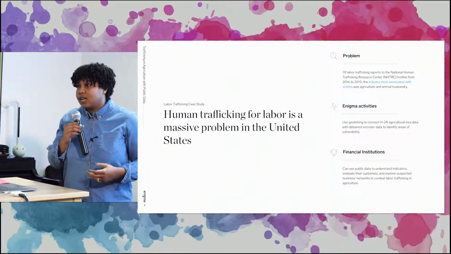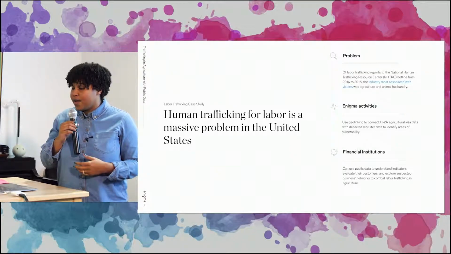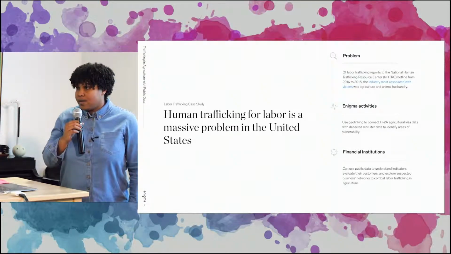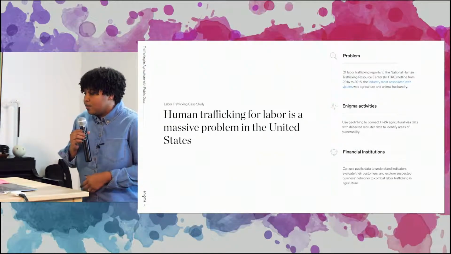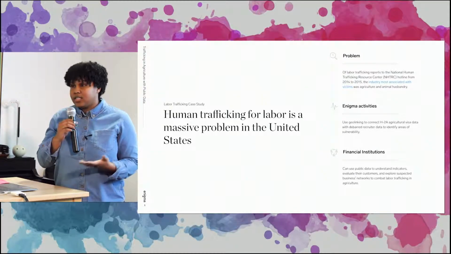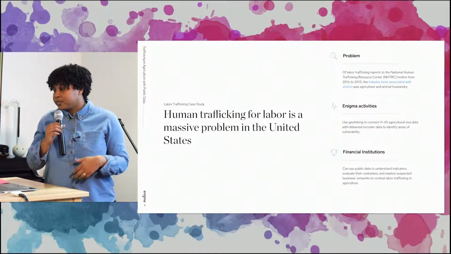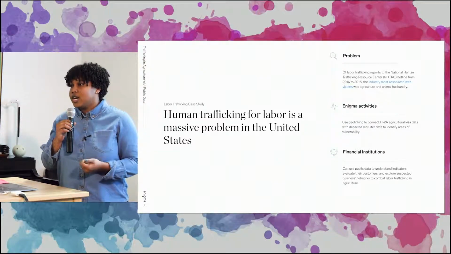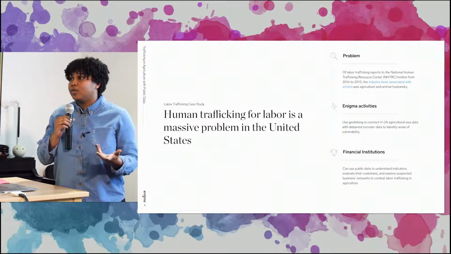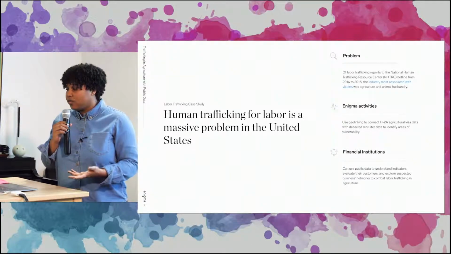So here's a small case study that Enigma's done, again, just because we like doing data for good in our spare time. We did a small case study about labor trafficking, so a little bit different from sex trafficking. Human trafficking for labor is a massive problem in the US. Labor trafficking, especially as it relates to the agriculture industry, was one of the most popular ways that people were suspected of being trafficked in 2014 to 2015.